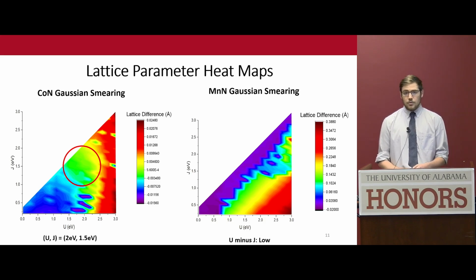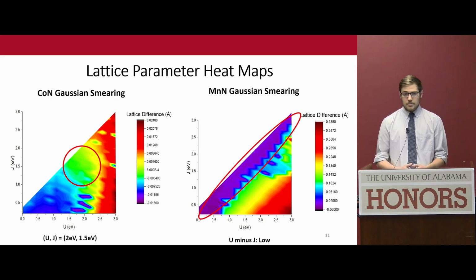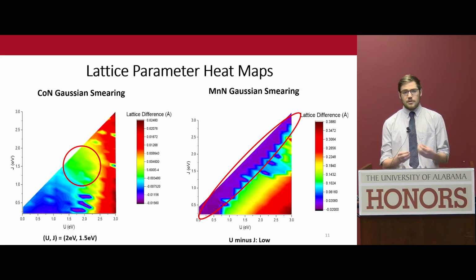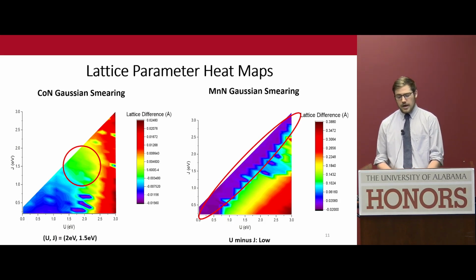Whereas for manganese nitride, we found that there was a more linear dependence. And what I mean by that is along any line of slope 1, there's not much difference in the color, meaning that there's not an explicit dependence on U and J independently, but more of their difference, a value known as the U effective value. We found that as long as the U effective value was low, we were able to reproduce a small lattice difference as seen in the purple region here.